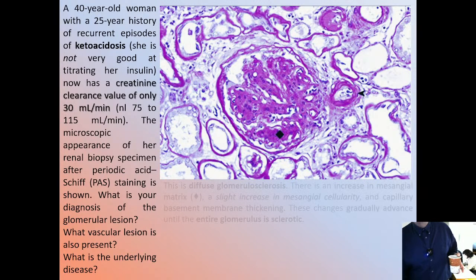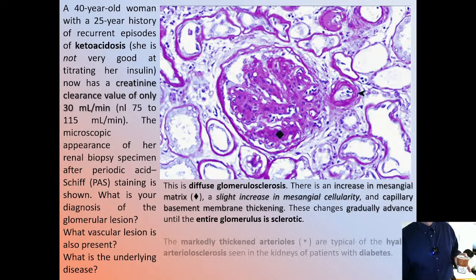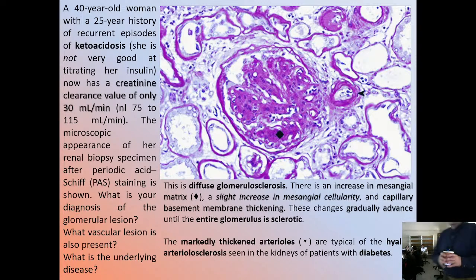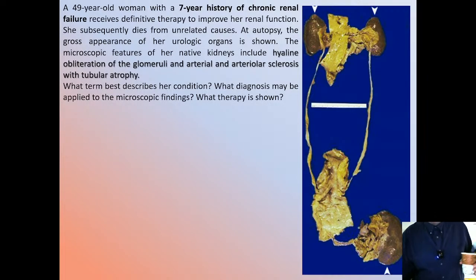So what else can we say here? All right, diffuse glomerulosclerosis and the arterioles. This one is the arteriole that brings blood to the glomerulus. This is the afferent. So this afferent arteriole, it's a small artery, is thickened, okay? The afferent. I'll have a look here.